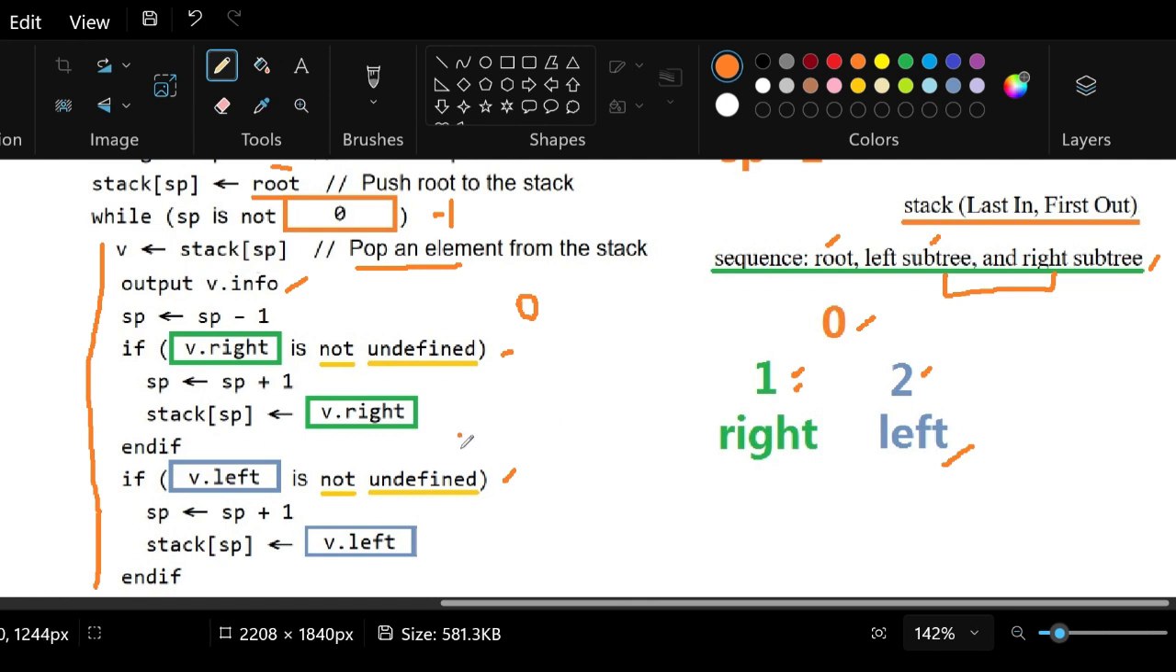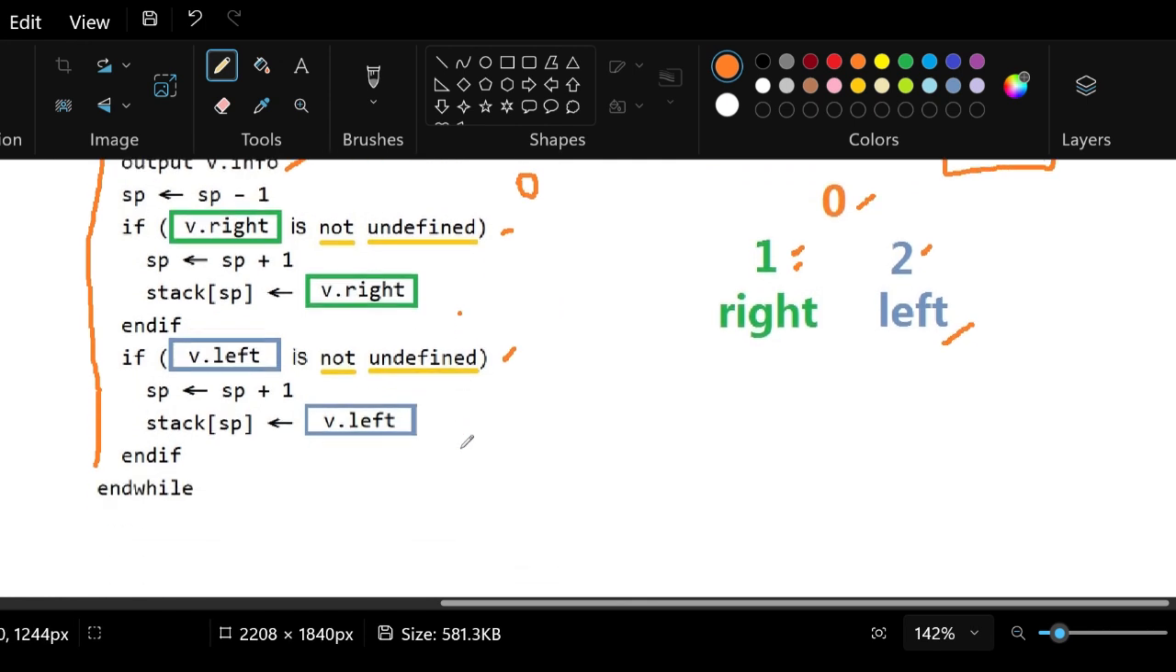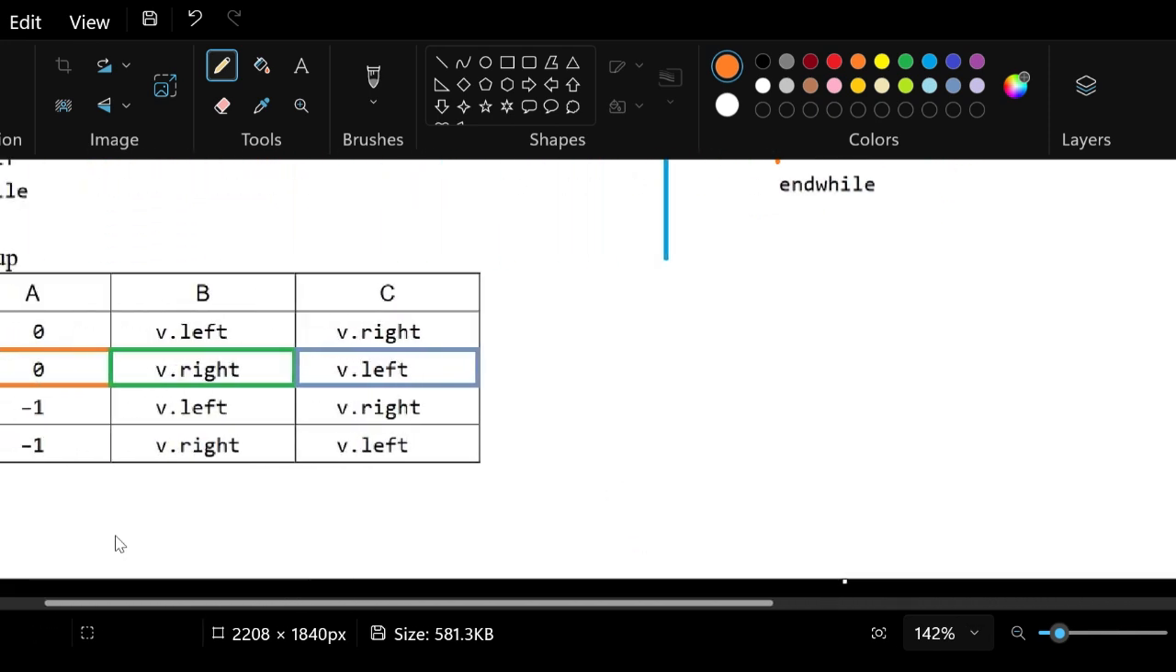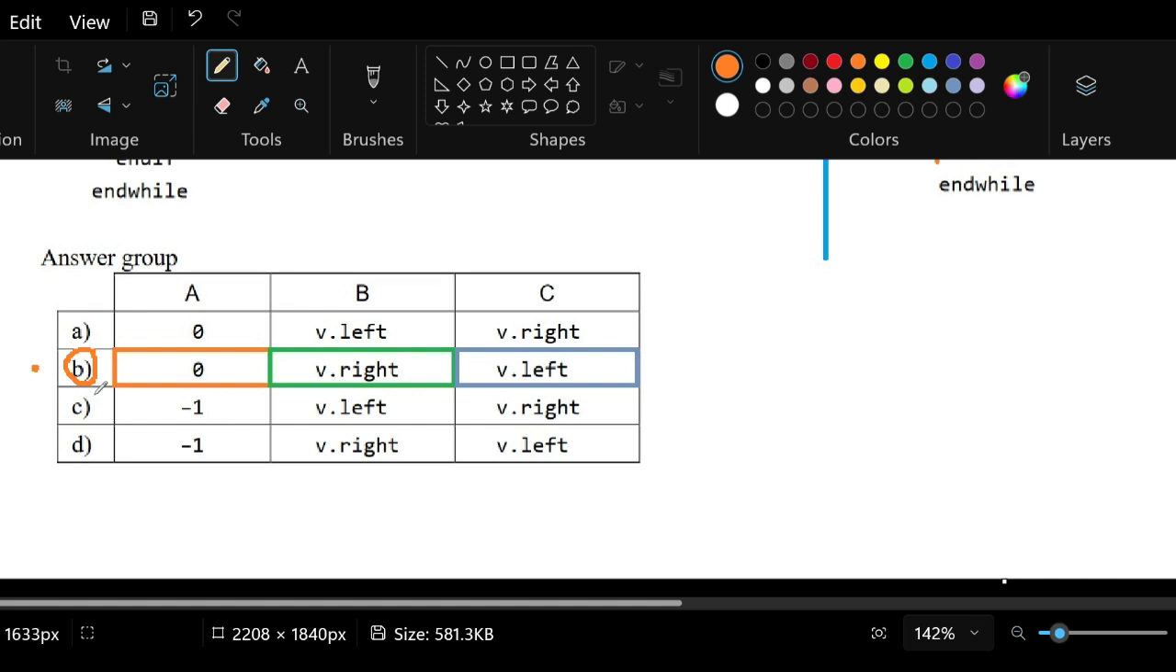So again, what is the correct letter for our answer? It's supposed to be letter B.